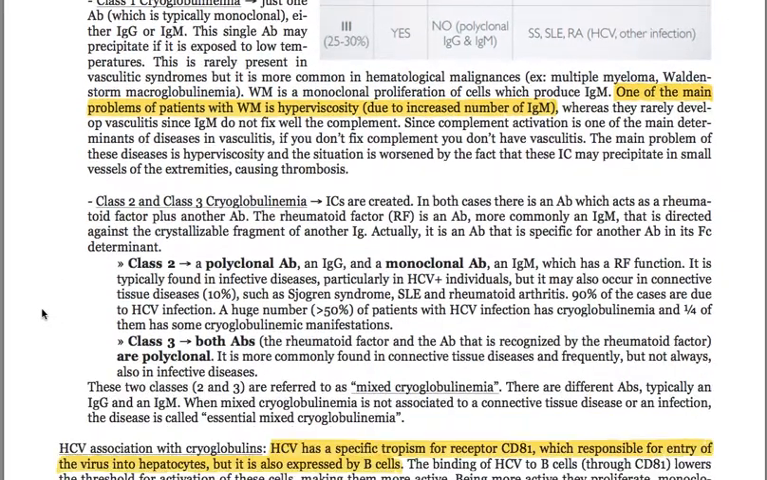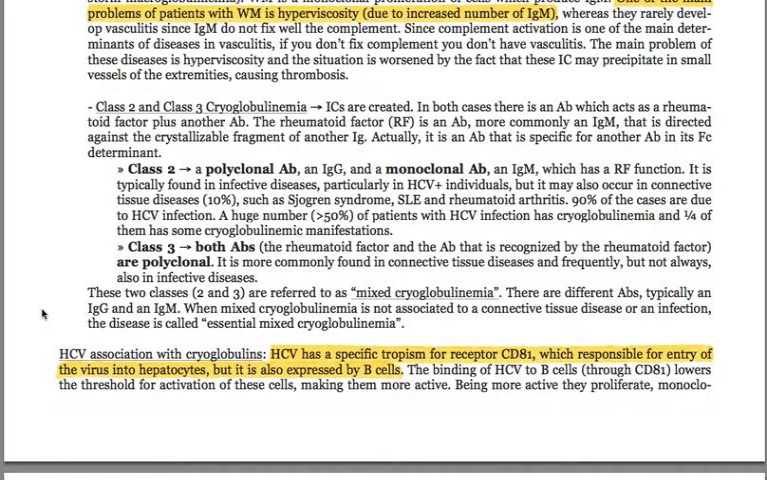Fc determinant. Class 2 has a polyclonal antibody, an IgG, and a monoclonal antibody, an IgM, which has a rheumatoid factor function. It is typically found in infective diseases, especially in HIV-positive individuals, but it may also occur in connective tissue diseases, 10% of cases, such as Sjogren's syndrome, SLE, and rheumatoid arthritis. 90% of these cases are due to HCV infection.